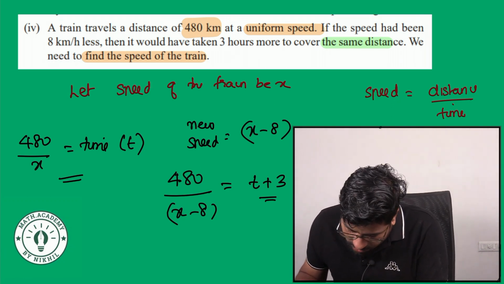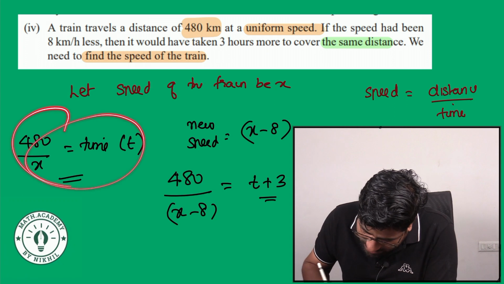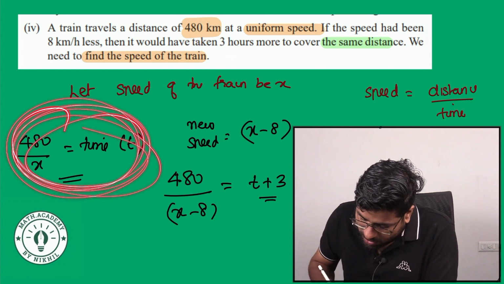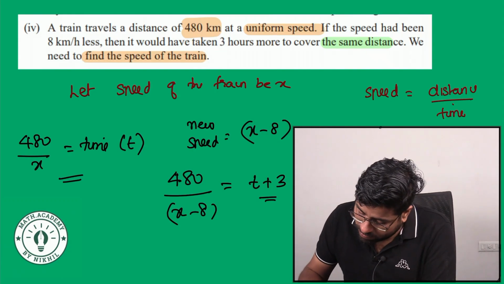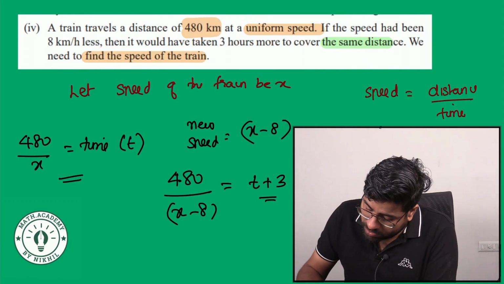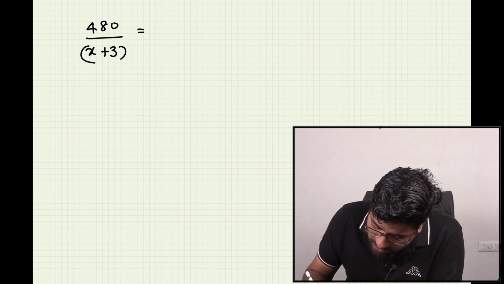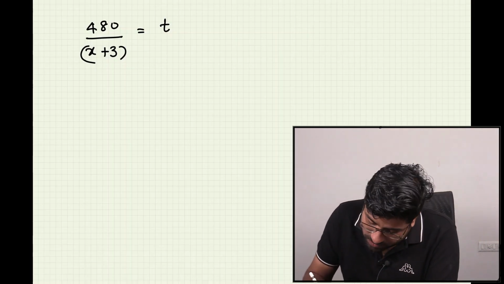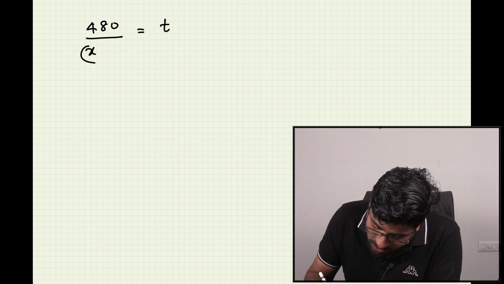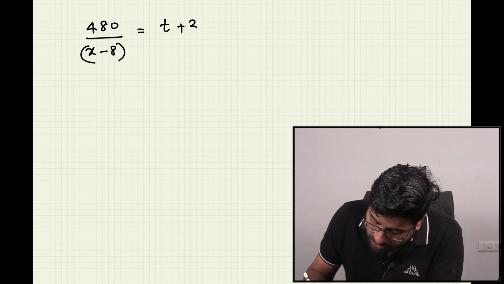Let me try to eliminate t. Do I have any way? Yes, I have something here. Let me use this here. That is going to be 480 divided by x plus 3 is equal to t. Sorry, x plus 3? What is it? X minus 8, I'm sorry. I just made a mistake. It is going to be 480 divided by x minus 8 is equal to t plus 3.